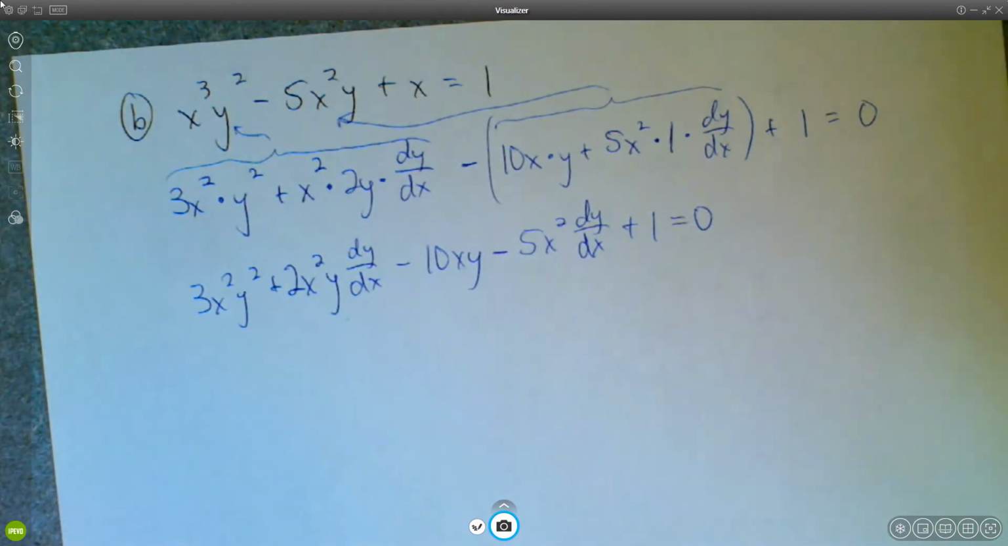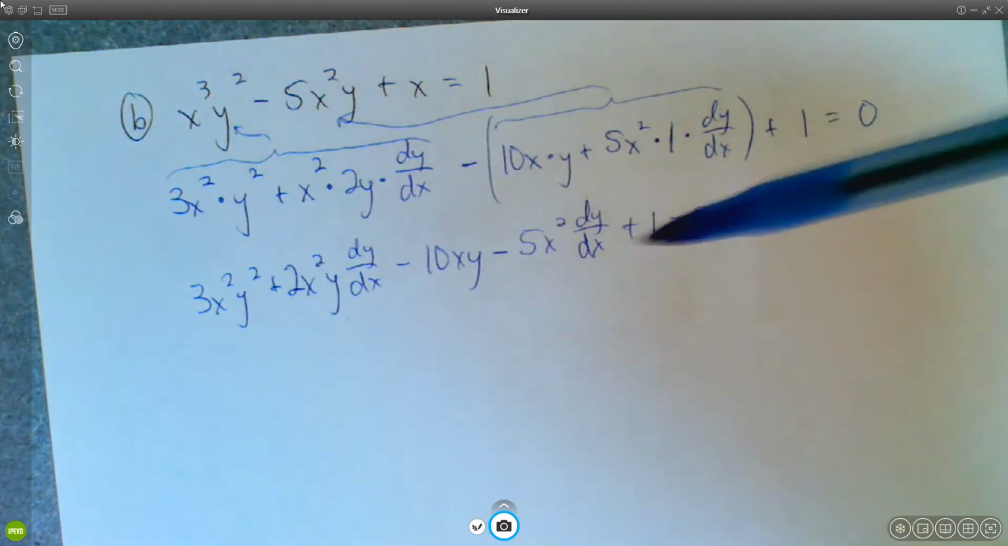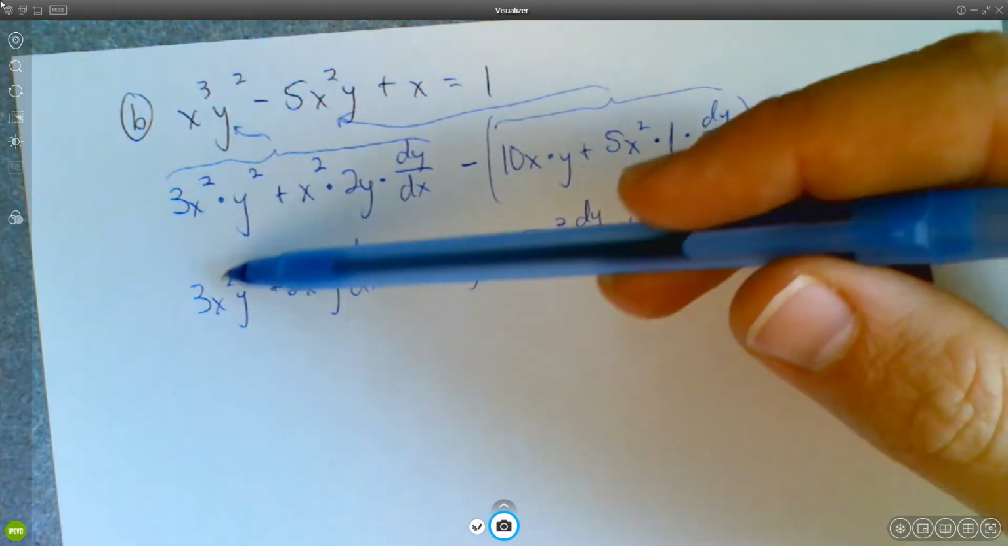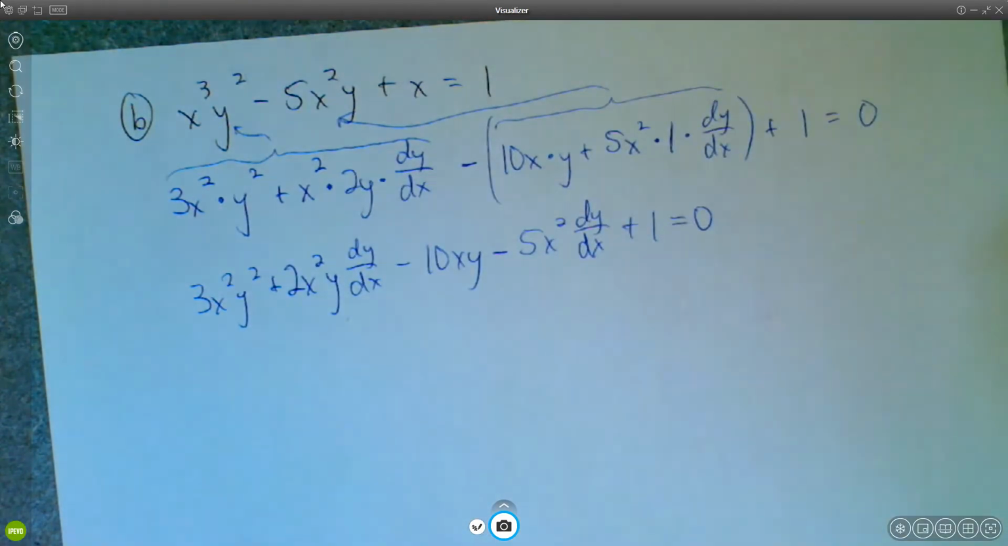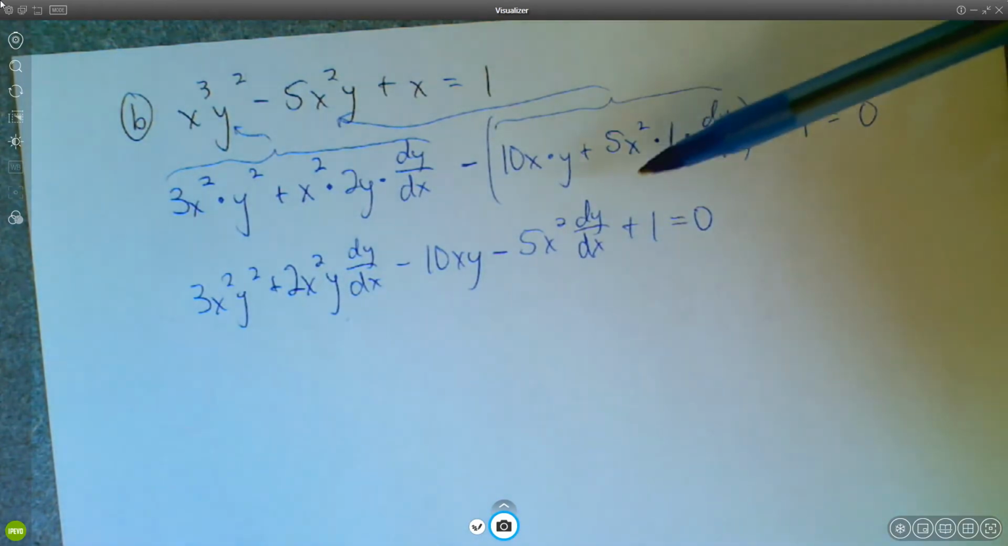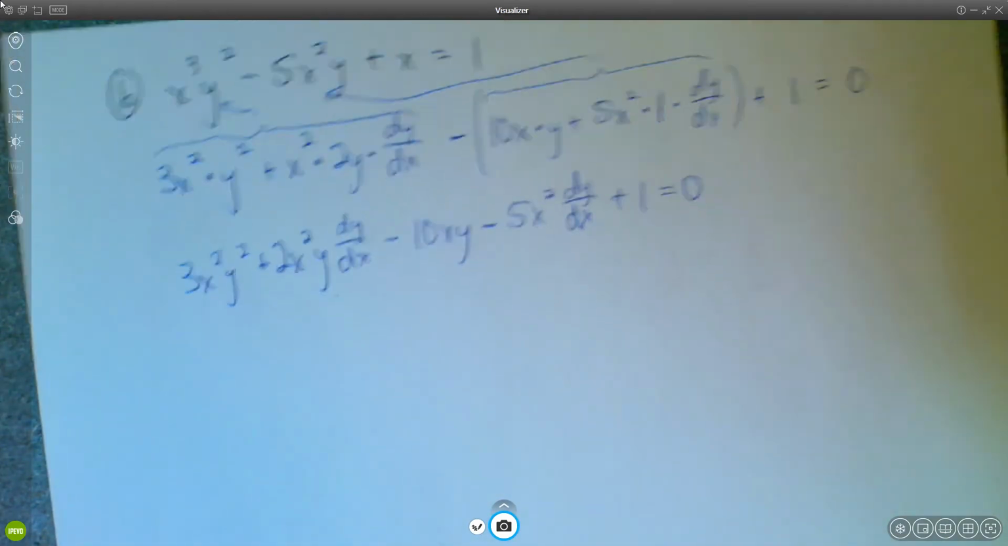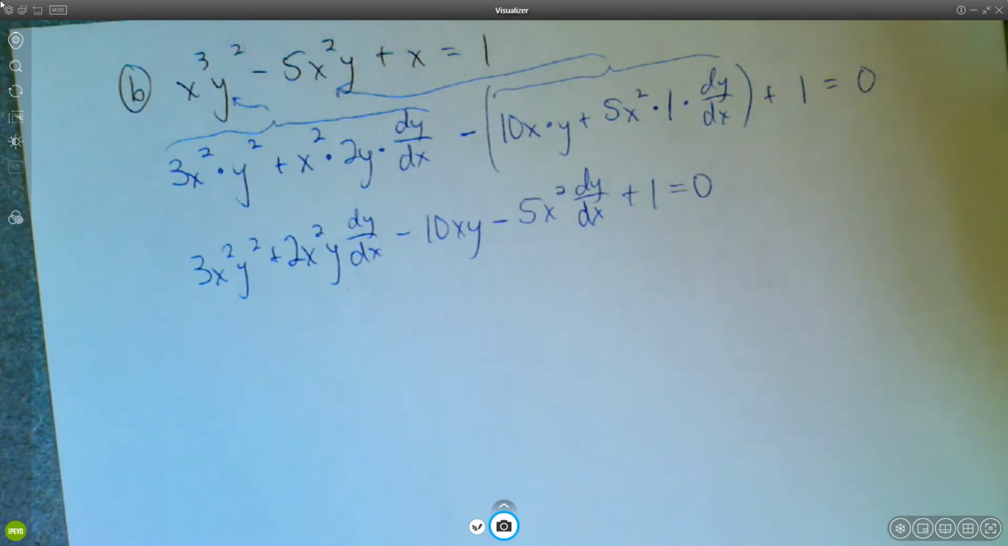So now the trick is, if I want to solve for dy/dx, I'm going to move all of the terms that don't have a dy/dx attached to them to the right-hand side of the equation, and I'm going to leave all of the terms that do have a dy/dx attached to them on the left-hand side of the equation. That way I'll be able to factor out the dy/dx.